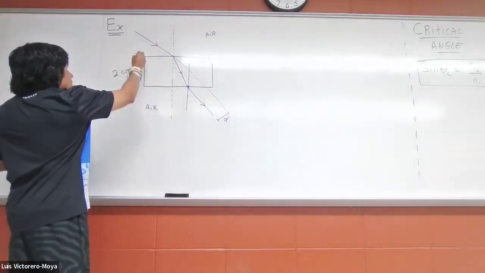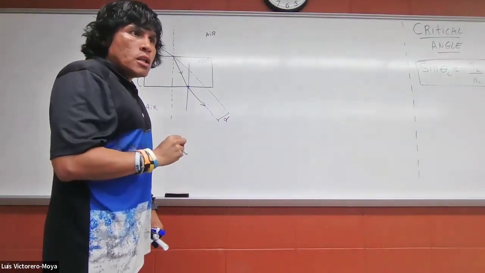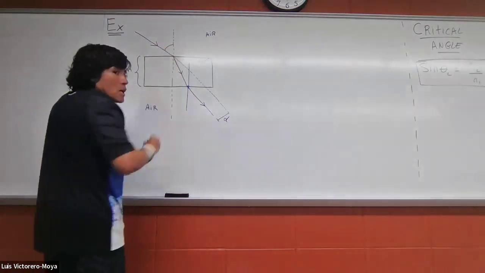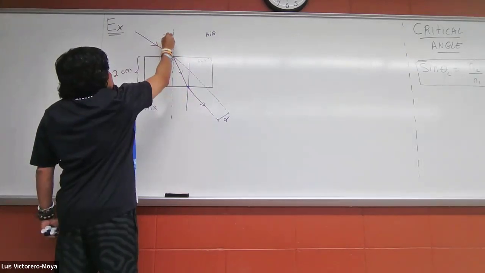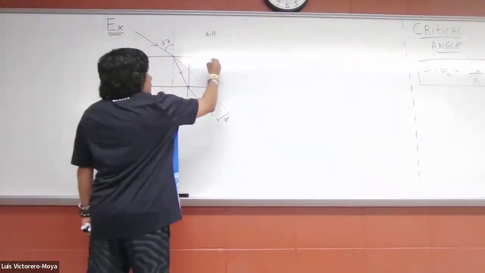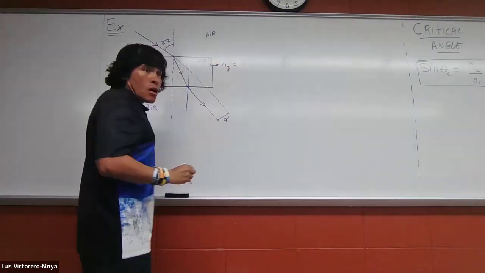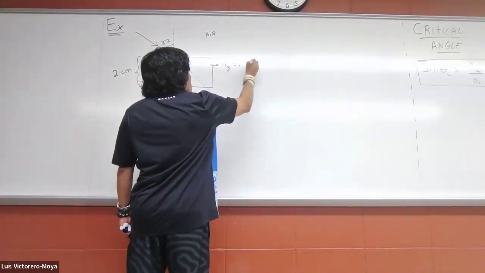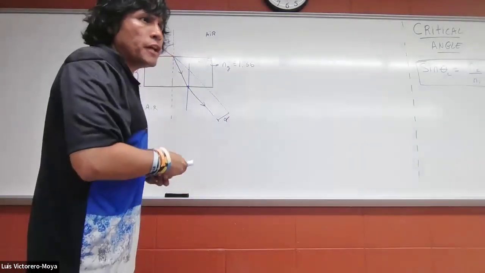Besides these 2 centimeters, they give you the angle of incidence. That angle is 37 degrees. And the index of refraction of glass equals 1.36. Quite low, but still.